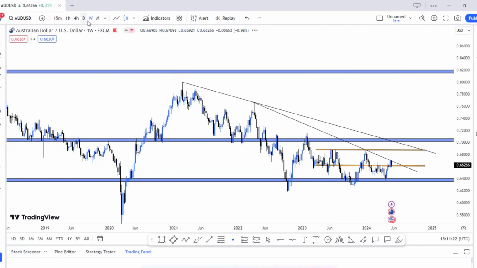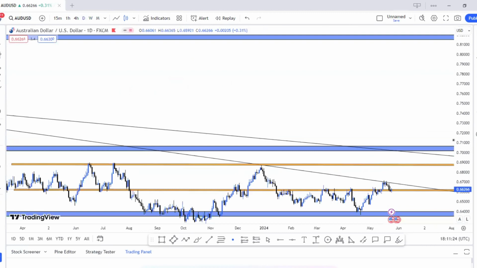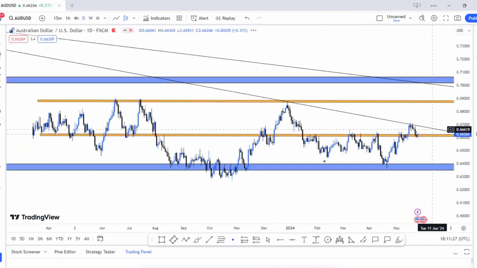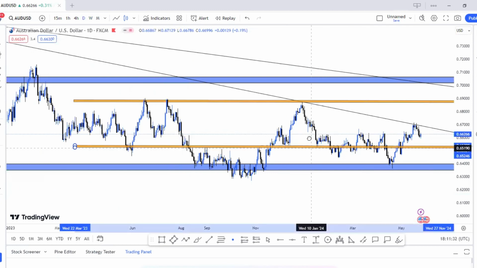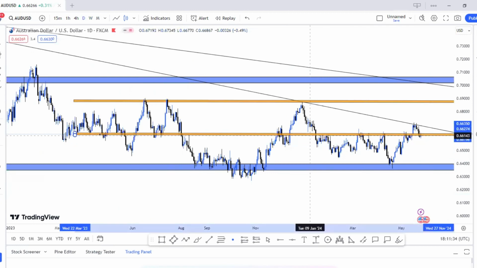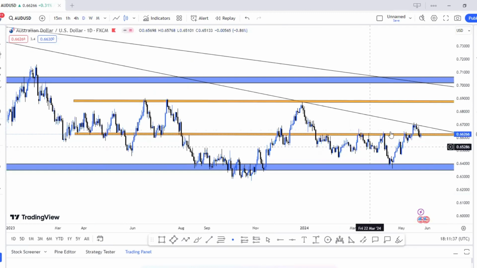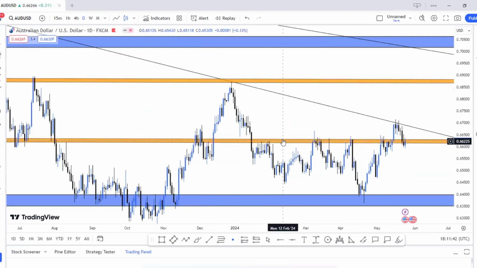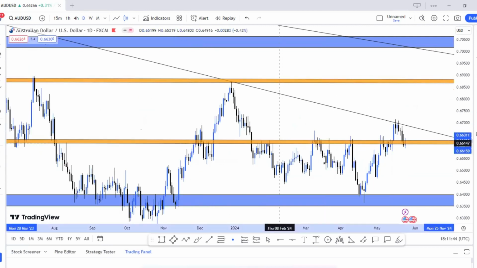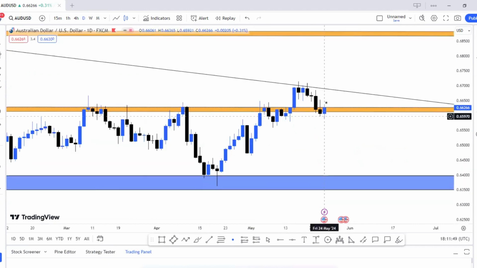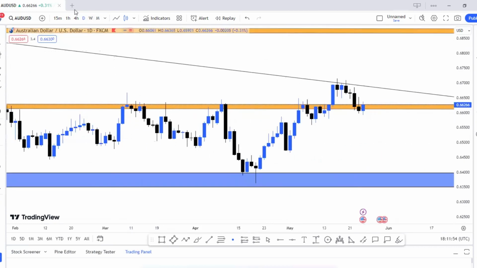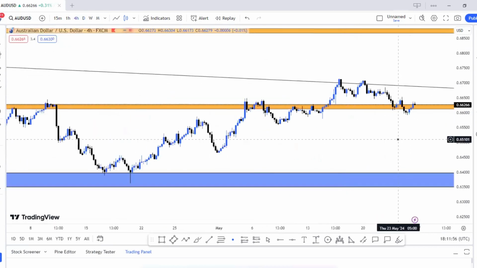So the daily time frame here, if you look at this zone that I have here, this zone has acted as a support and also a resistance, and then we have price breaking above it, and we have this daily candle closing above this. So it's showing us that. And let's get to the 4-hour time frame to actually see the market structure very well.